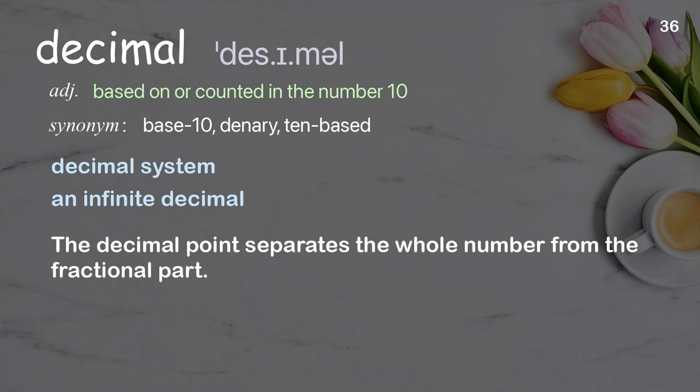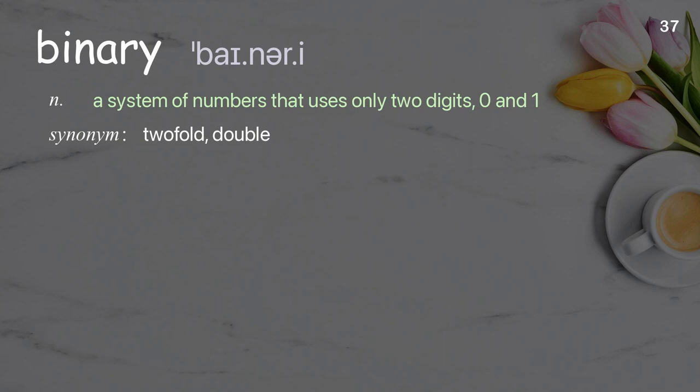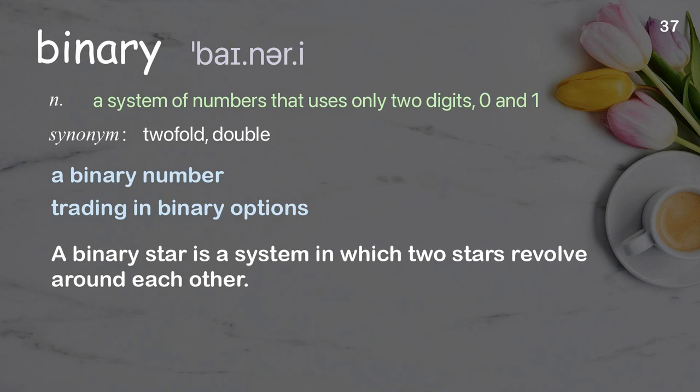Binary. A system of numbers that uses only two digits, 0 and 1. Examples: A binary number, trading in binary options. A binary star is a system in which two stars revolve around each other.